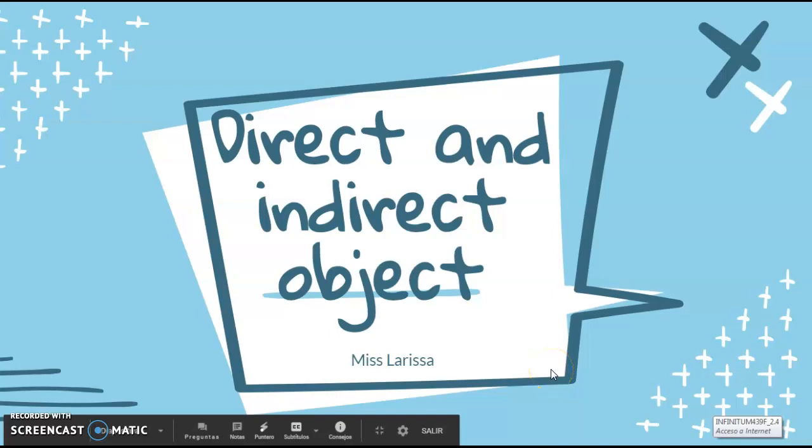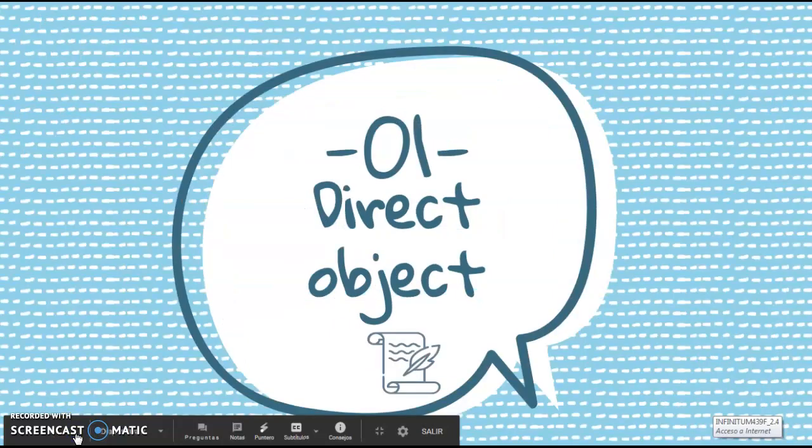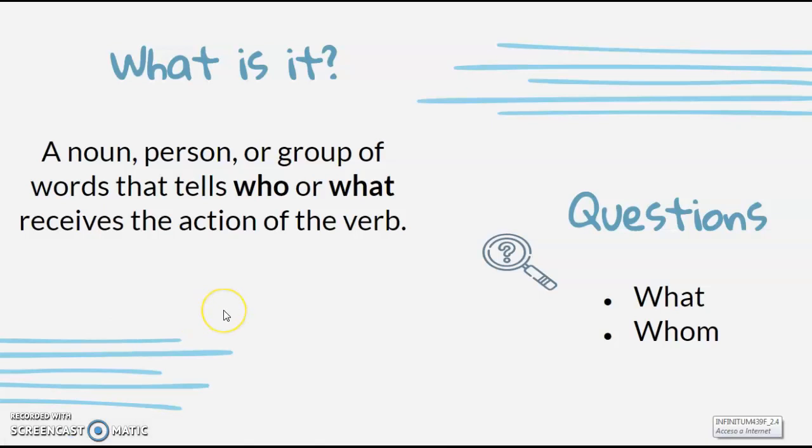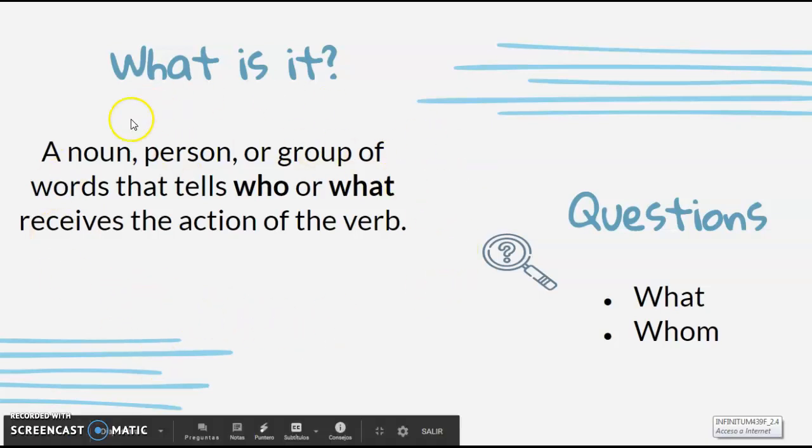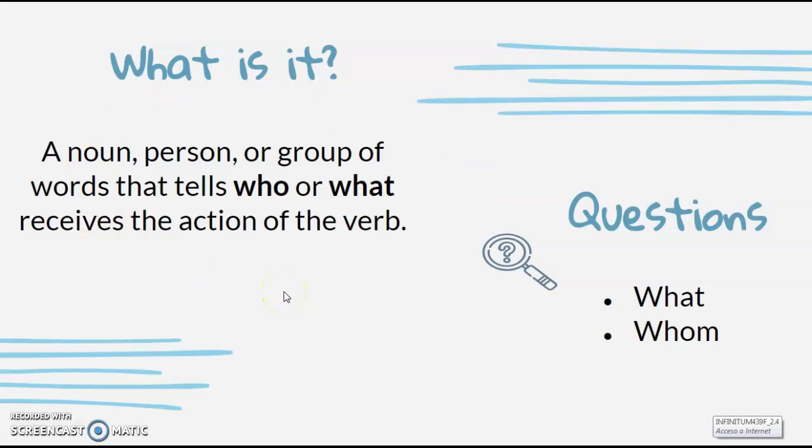Hello everyone! Today we're going to learn direct and indirect objects. First, we're going to start with direct object, which is pretty easy, okay? So first, what is it? A direct object is a noun, a person, or a group of words that tells you who or what receives the action of the verb.